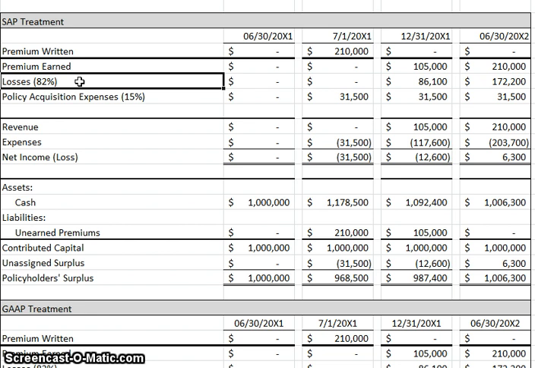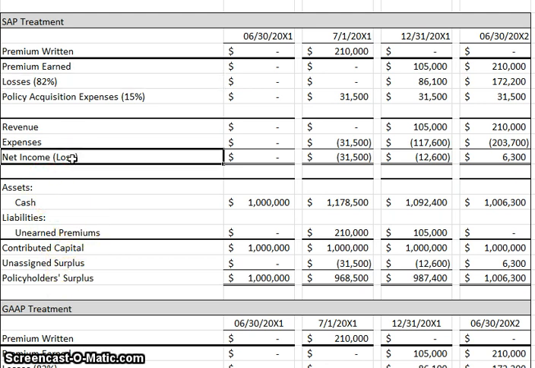The insurer realizes a profit on this policy of $6,300. So you take the premium written, 210, subtract the acquisition expenses, subtract the losses, and at the end of the first policy period, we have an underwriting gain of $6,300. Assets, therefore, go up by $178,500.